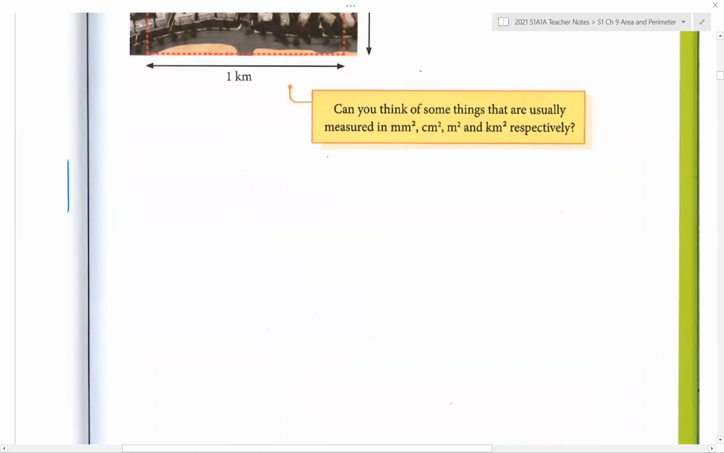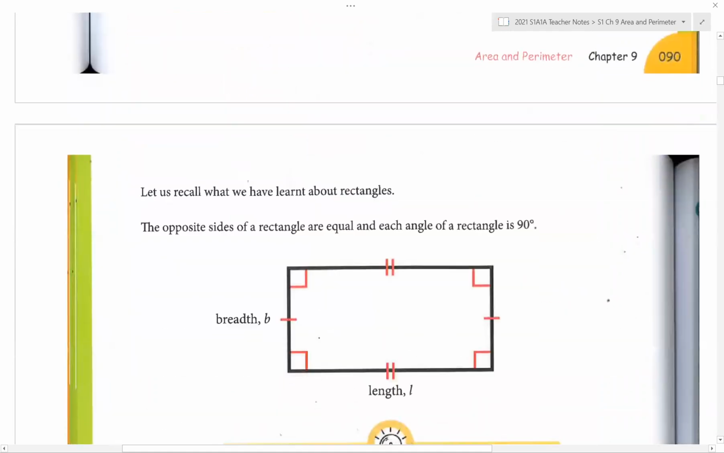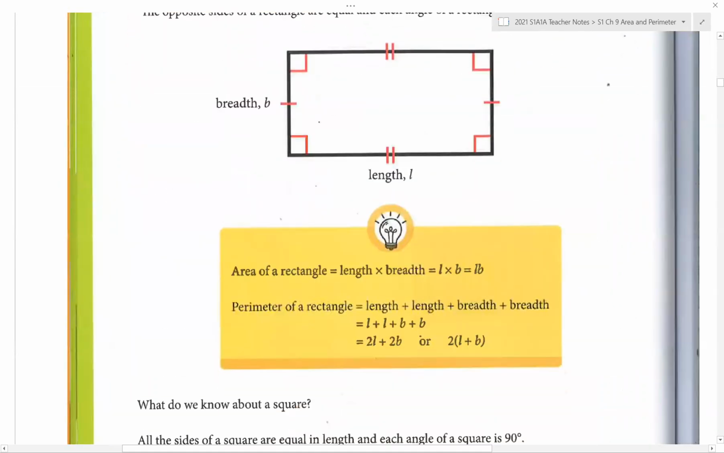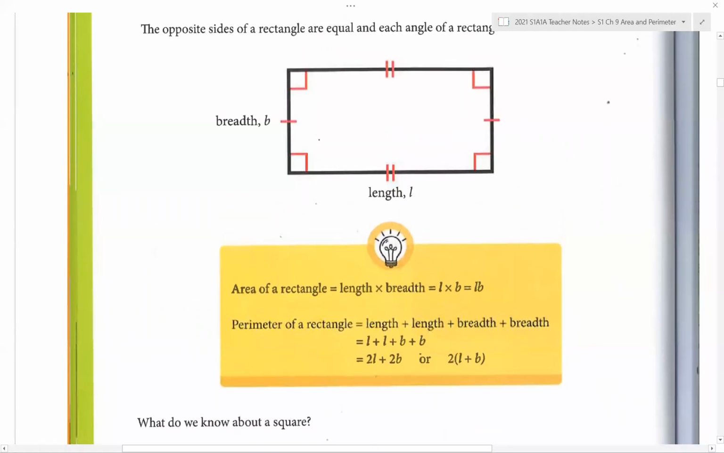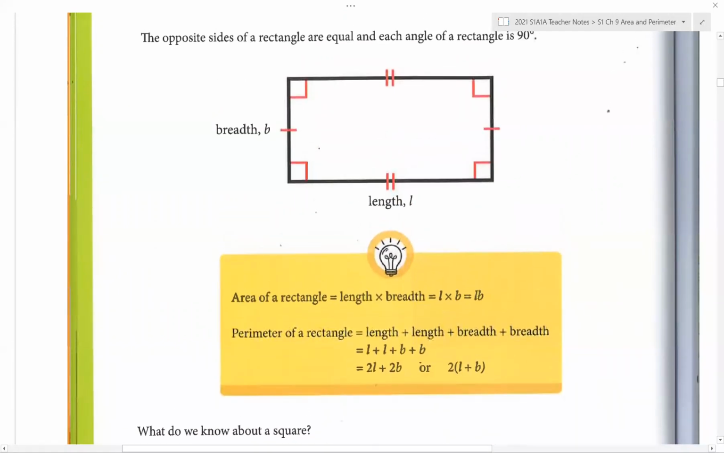Moving on. Now we come to some formula. This is where I need all of you to pay attention. This was covered in primary school, and this serves as a recap right now. What is the area for a rectangle?